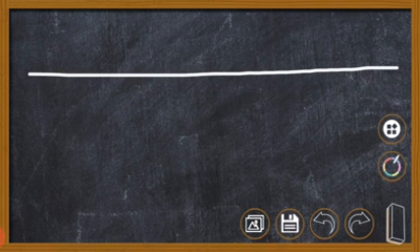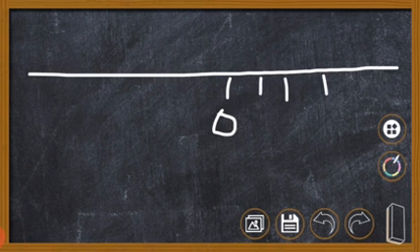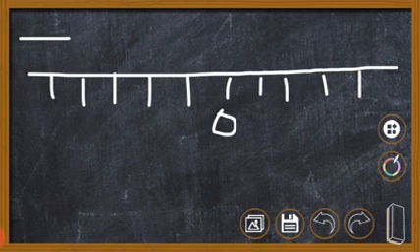Now, what is a number line? A number line is a horizontal line whose center is zero, and it divides into equal spaces. Numbers on the left hand side are called negative numbers or negative integers, while numbers on the right hand side are called positive numbers or positive integers.